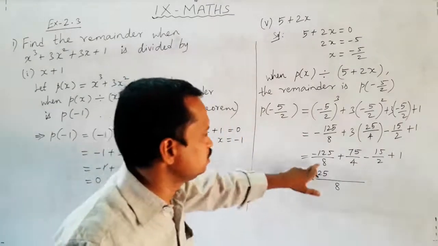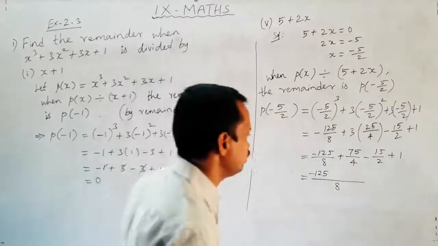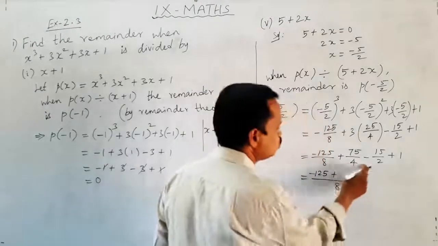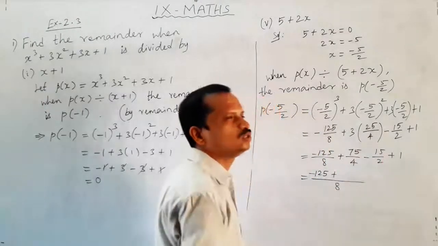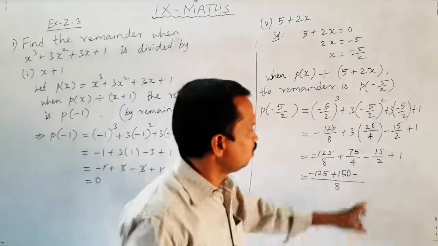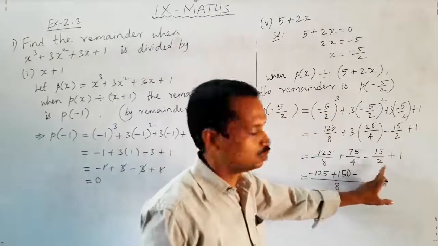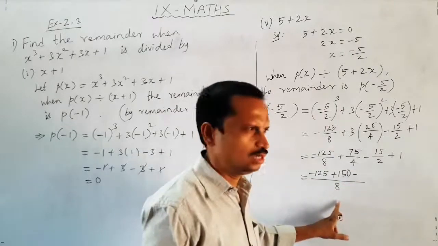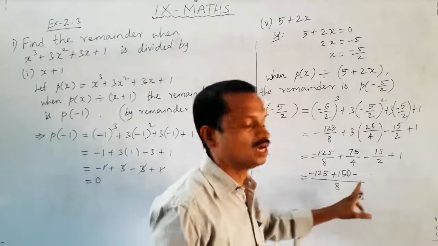The denominator is equal to LCM. So minus 125 and then plus. What happens? 4 2s are 8. Therefore 75 into 2, 150. And then minus 15 by 2 means 2 is in the denominator. So 2 into 4 is 8. Then only it will be equal to LCM 8 if you multiply by 4.